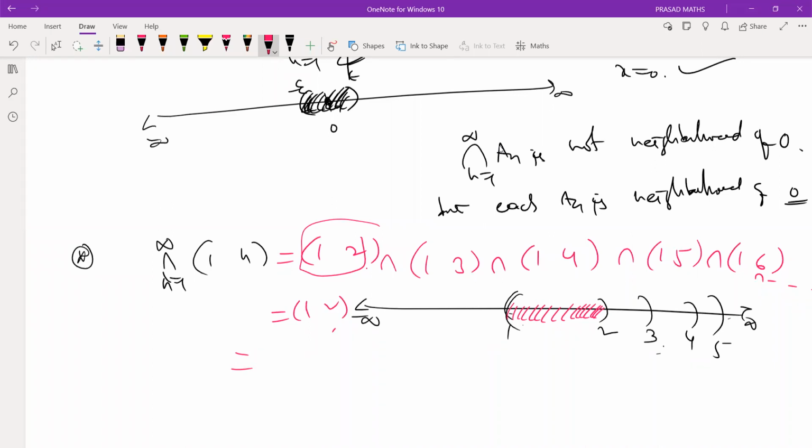This one, right? So therefore (1, 2) is a neighborhood of all its points because the segment is an open interval. Therefore, it's a neighborhood of all its points. So arbitrary intersection of neighborhoods of a point may not be a neighborhood of a point.